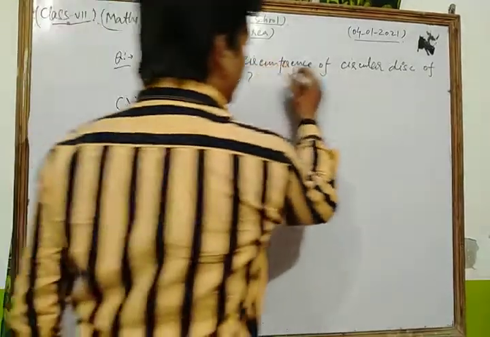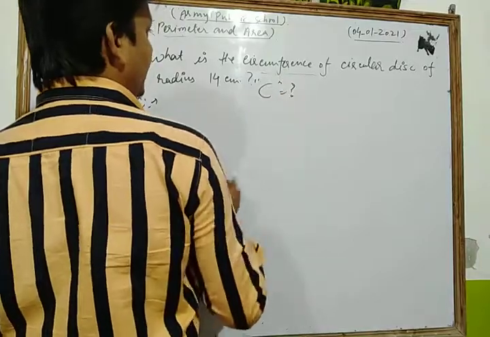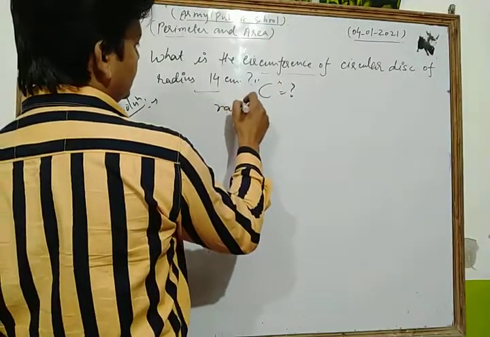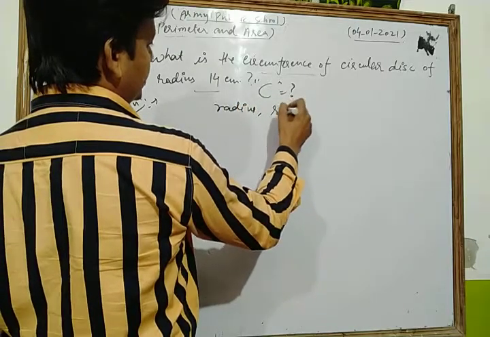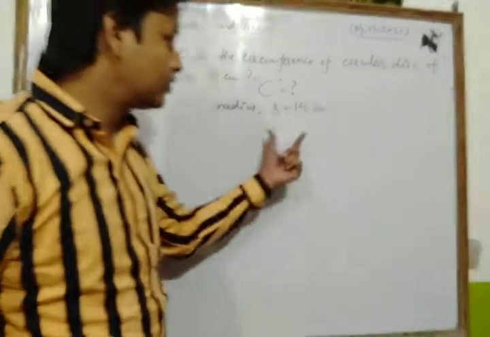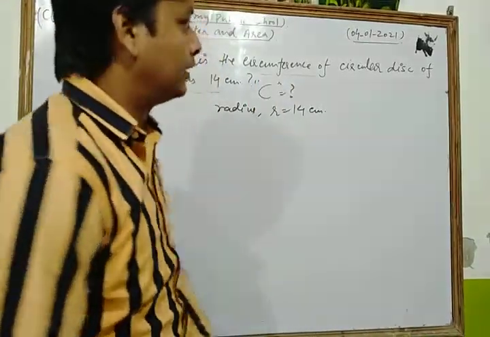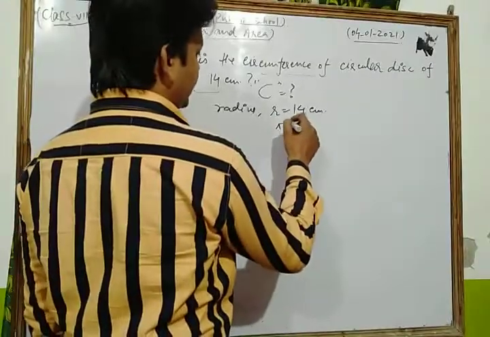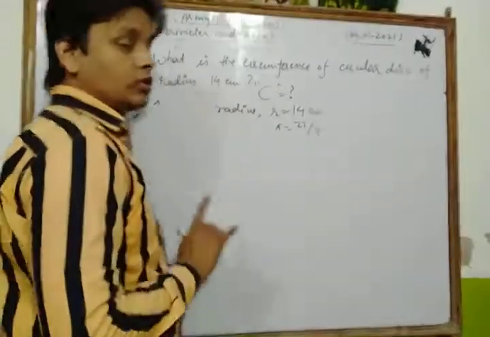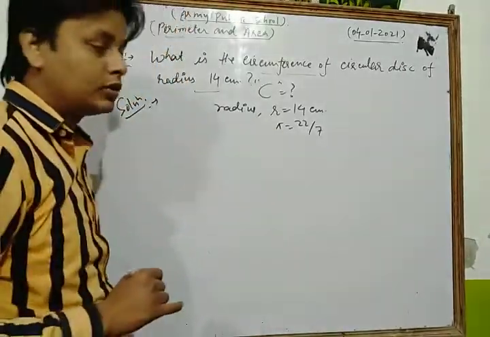Here we find the circumference C. The disc has radius 14, meaning radius R is given as 14 centimeter. Now here we take the value of pi as 22 upon 7, because here it is not mentioned that pi is equal to 3.14. So we take 22 upon 7.